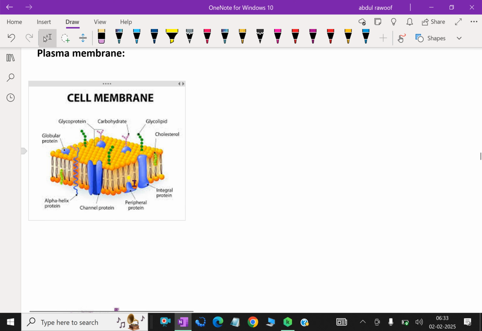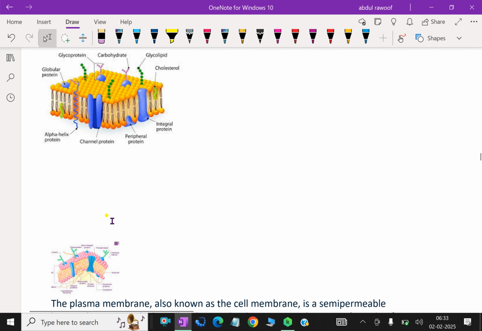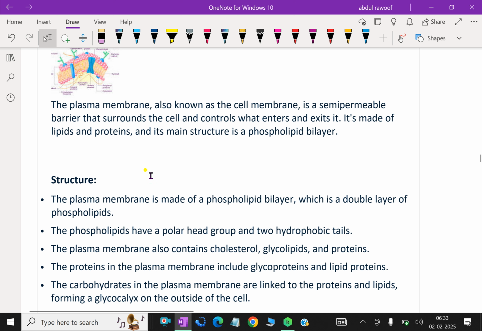This is the cell membrane. The plasma membrane, also known as the cell membrane, is a semi-permeable barrier that surrounds the cells and controls what enters and exits it. It's made up of lipids and proteins, and its main structure is the phospholipid bilayer.